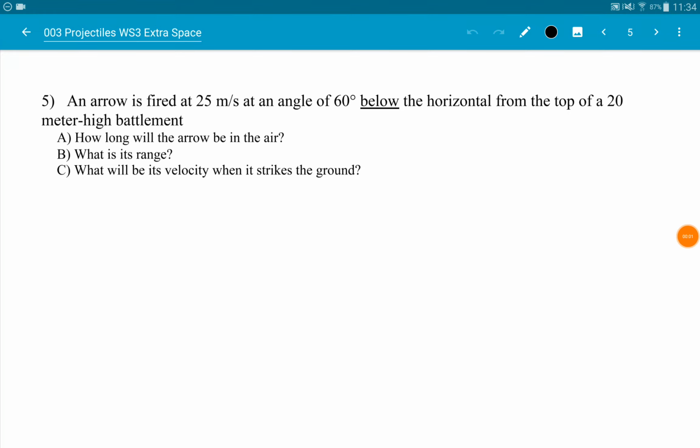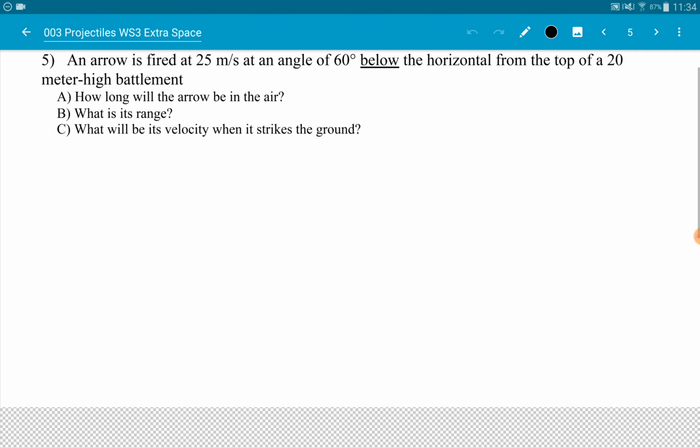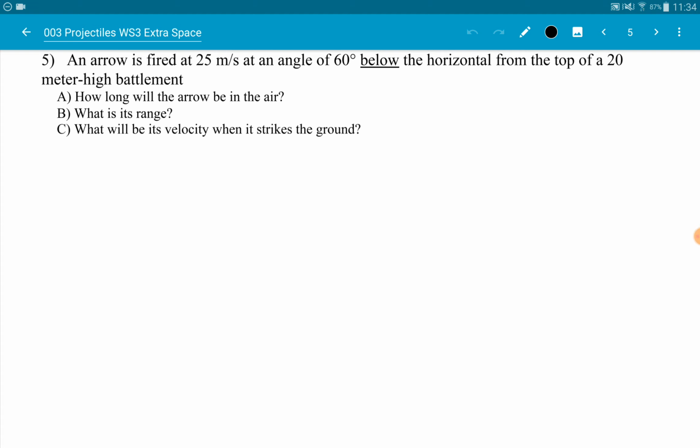Welcome back. We're in Projectiles unit, worksheet 3, number 5. An arrow fired 25 meters per second at an angle 60 degrees below the horizontal from the top of a 20-meter high battlement. How long will it be in the air, what's its range, and what will be its velocity when it strikes the ground?